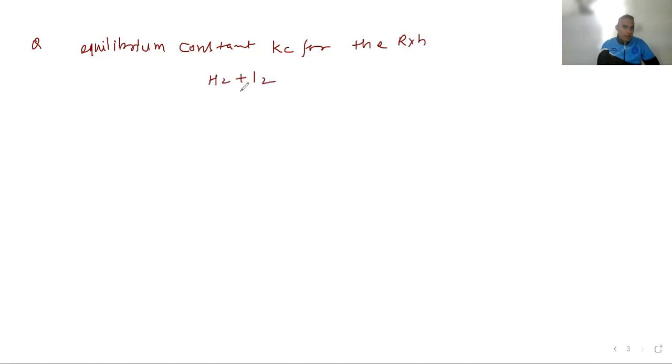Let me write the question here. What is the question? The equilibrium constant Kc for the reaction H2 plus I2, both gas, giving 2HI, which is also gas, is 49. What is the value of Kc?